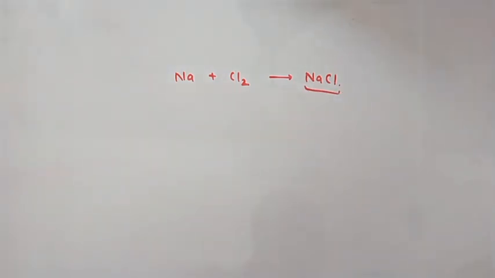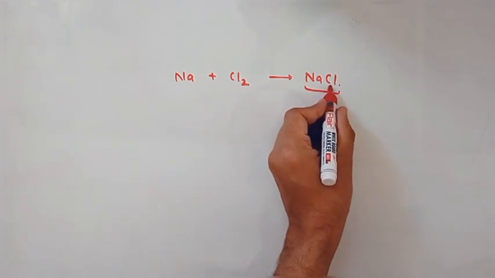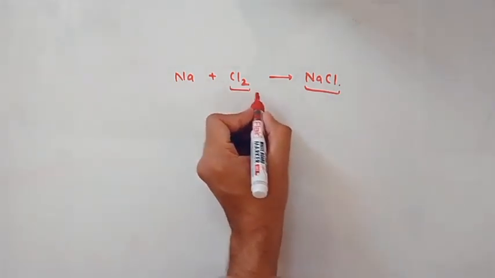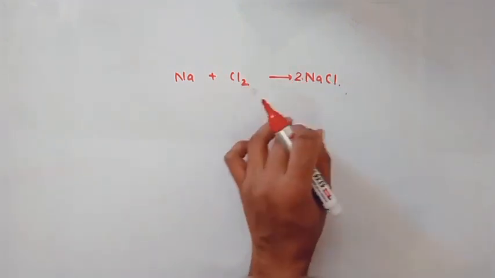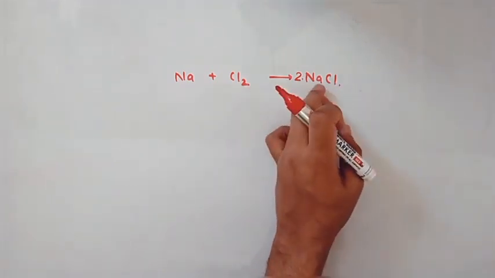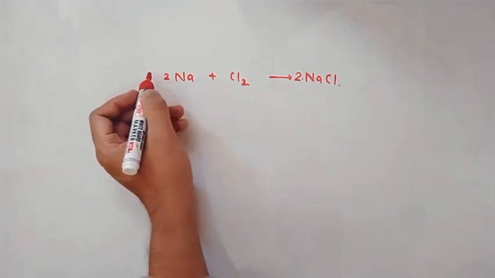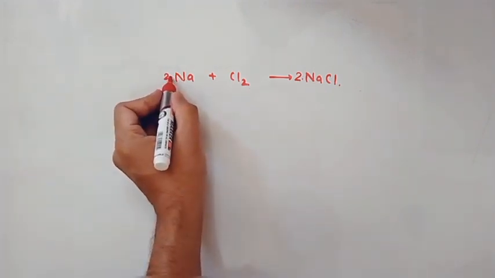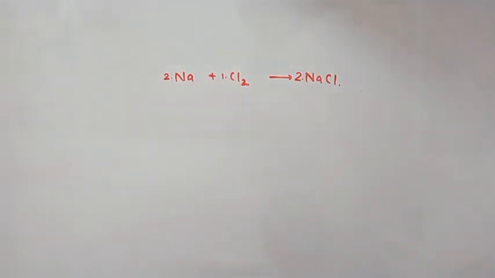So before we talk about mole ratio, first we have to balance the equation. Here we have only one Cl atom, and here we have two chlorine atoms. So we will balance it by multiplying by 2. But the problem is that now we have two sodium atoms, so we again multiply the sodium on the reactant side by 2, and by default here we have 1. So this reaction is now completely balanced.